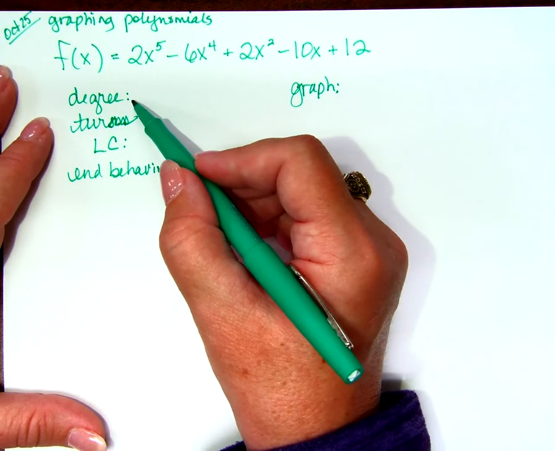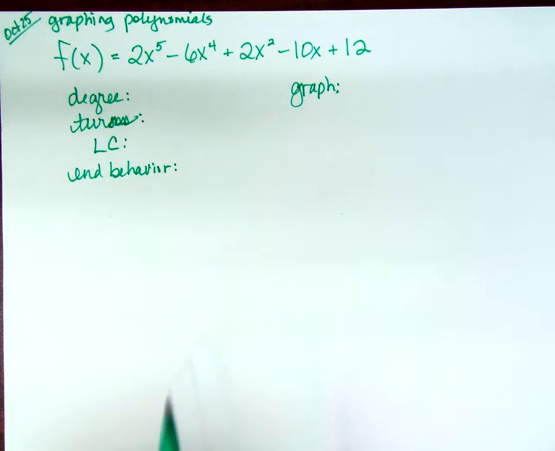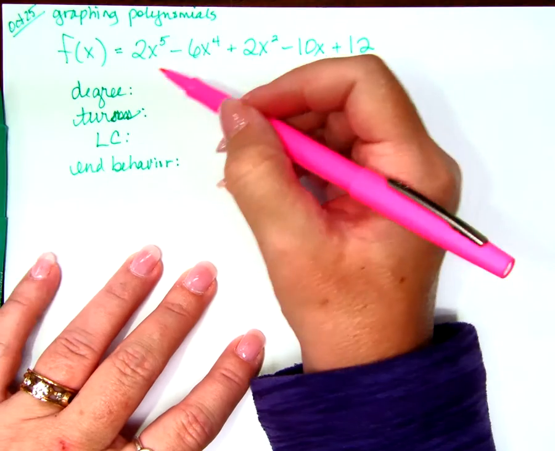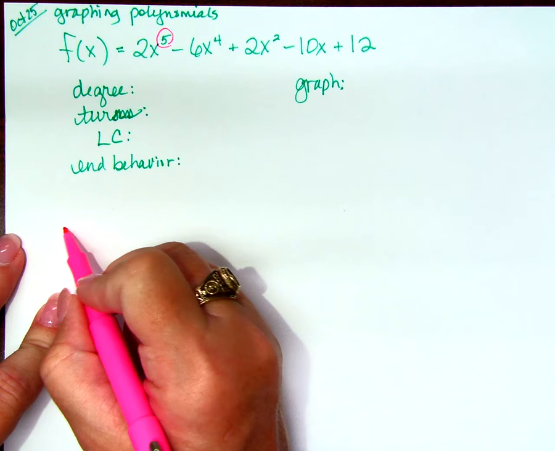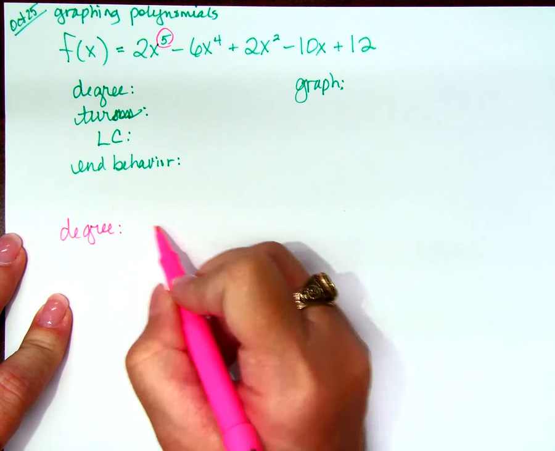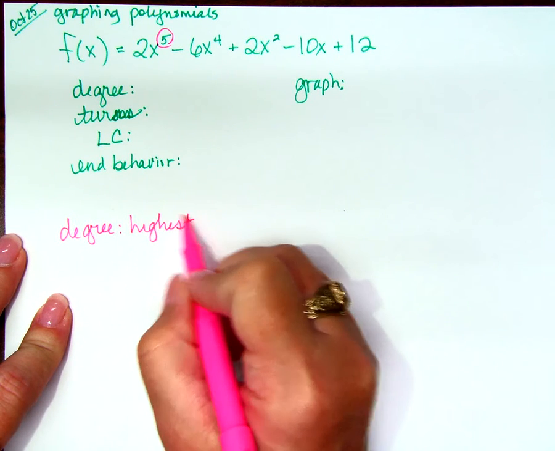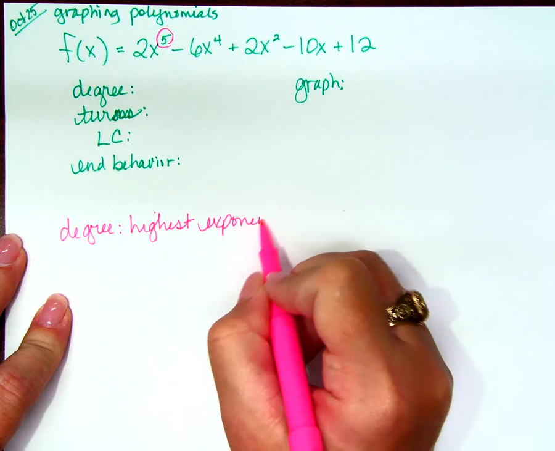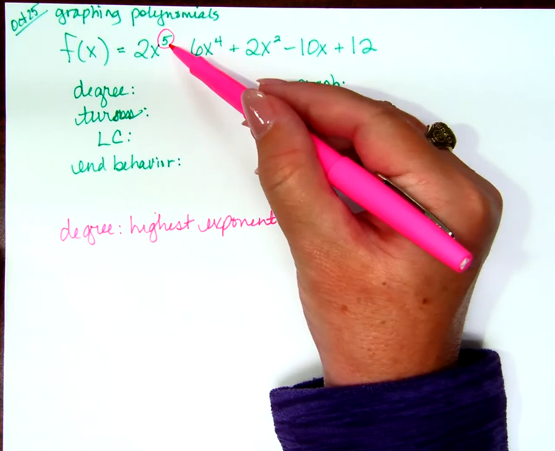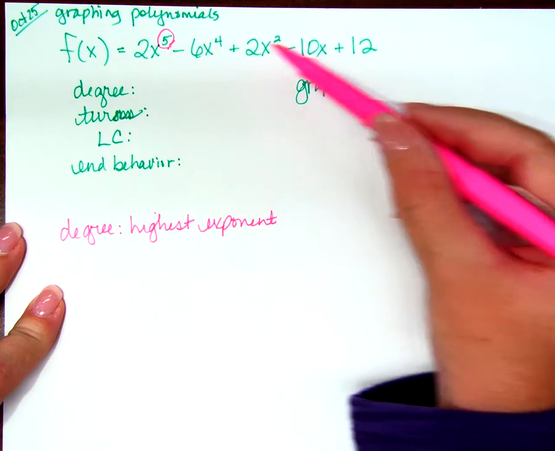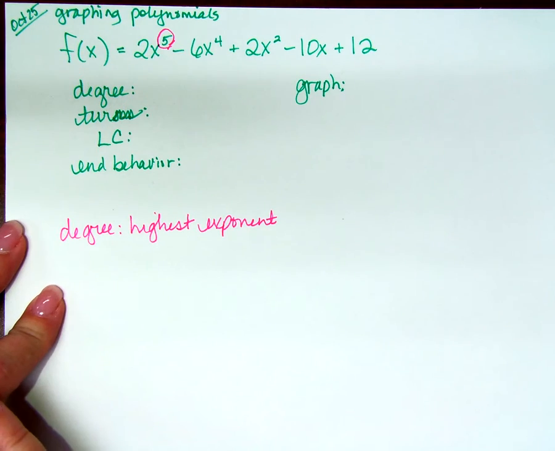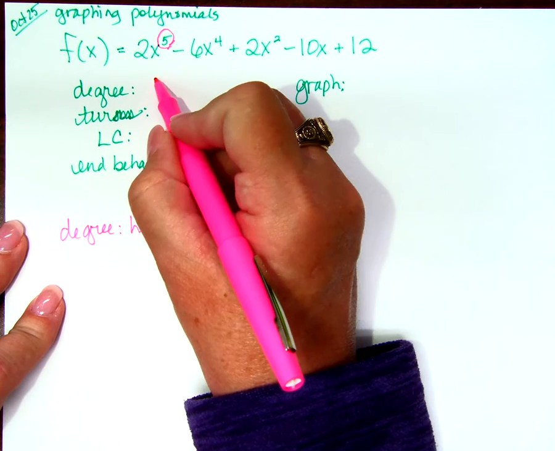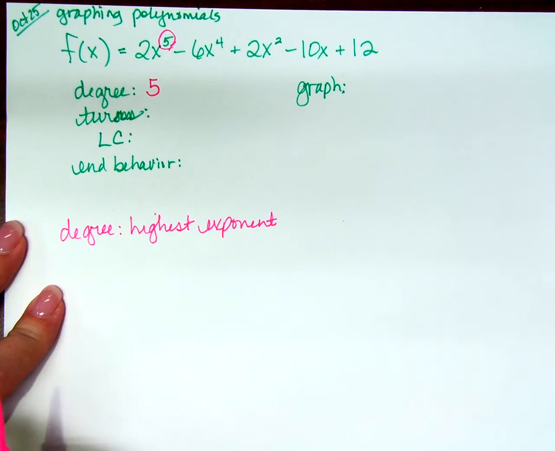So, looking at this equation right here, what do you think? What's the degree? It's 5, because the degree is the highest exponent. So, we're going to make ourselves a little note about that. The degree is the highest exponent. Now, is it always in the front? Well, it's always in the front if this equation is in standard form. If it's not in standard form, look through the equation and find the highest exponent. That's going to be your degree. So in this particular problem, our degree is 5 because that is the highest exponent.